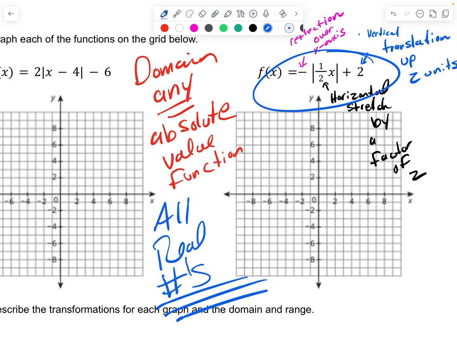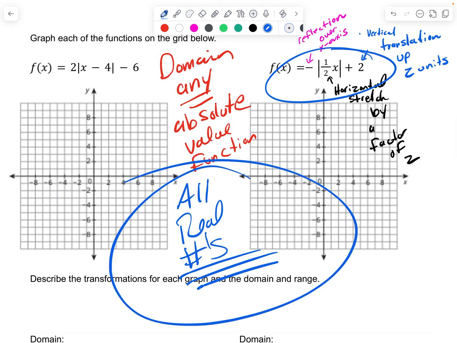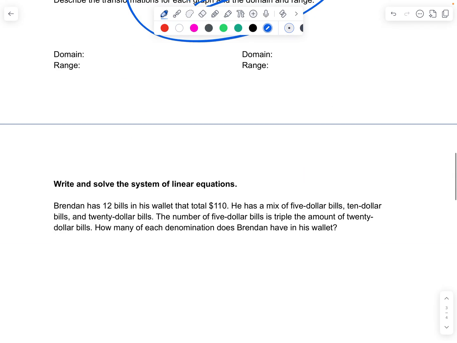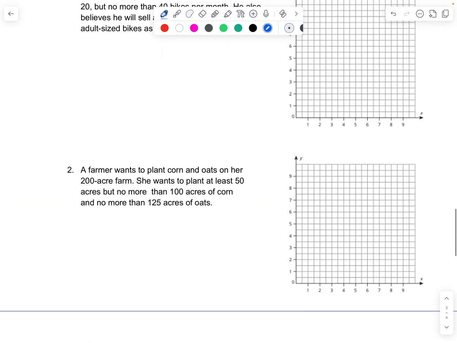It doesn't matter what it does. It doesn't matter if it reflects. It doesn't matter if it goes up. It doesn't matter if it goes down. The domain for any absolute value is all real numbers. Okay, moving on. I'm not doing the range because that may not be on the test. Okay, I'm going to come back to this problem here.